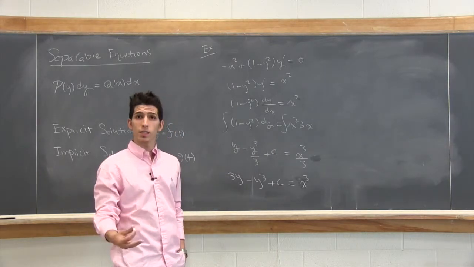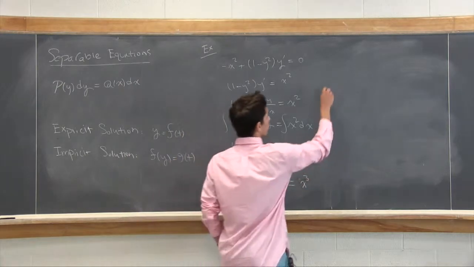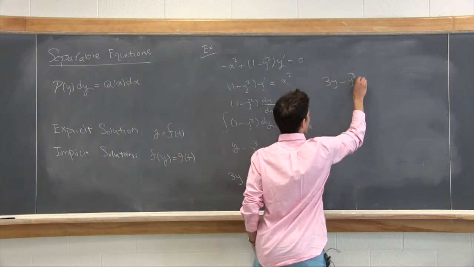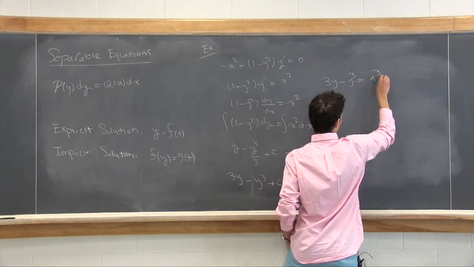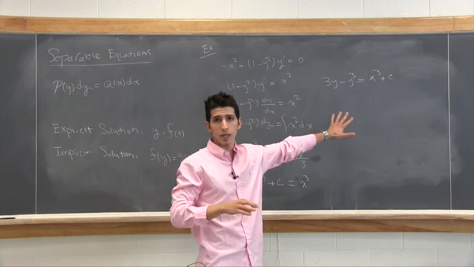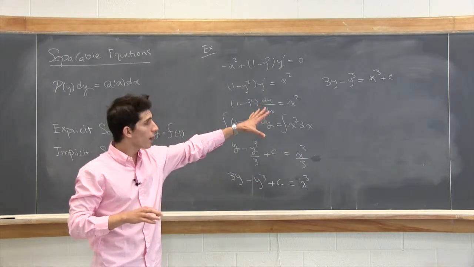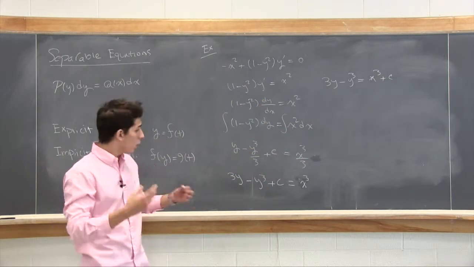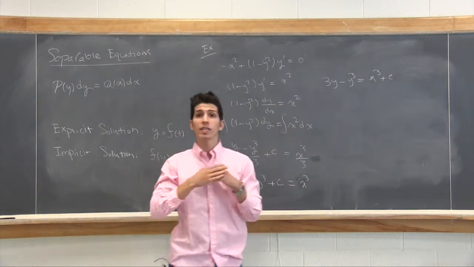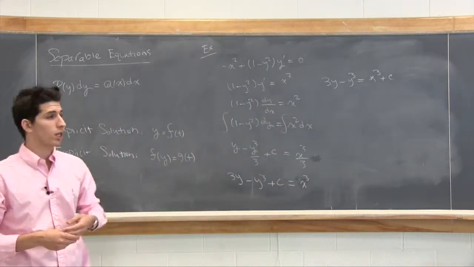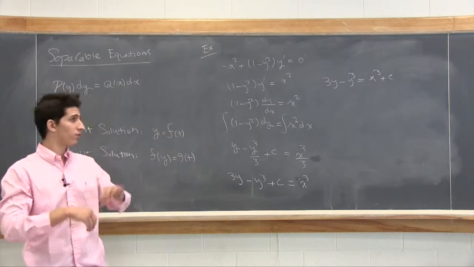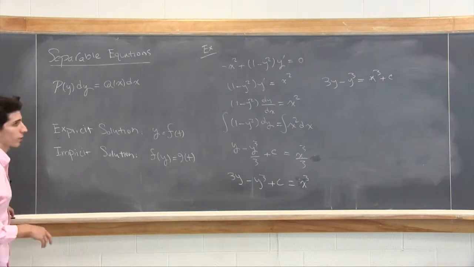It's an implicit solution, right? If I write it in this form, 3y minus y to the third is x to the third plus C, you can see that the left-hand side is a function of y and the right-hand side is a function of x. So this is an example of an implicit solution that you cannot make explicit. Just because you have a y and a y to the third, there's no way to factor it out or play some algebraic trick on it.